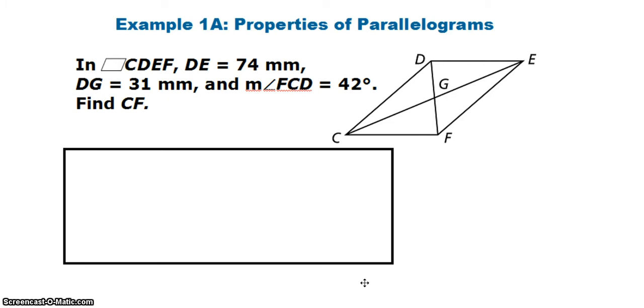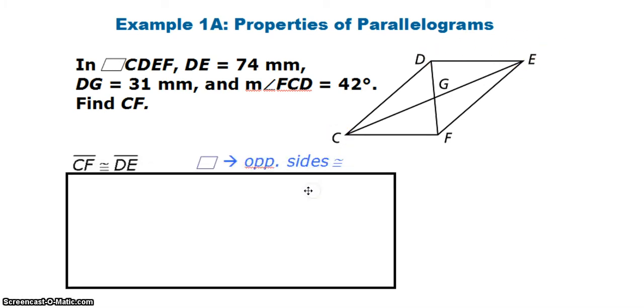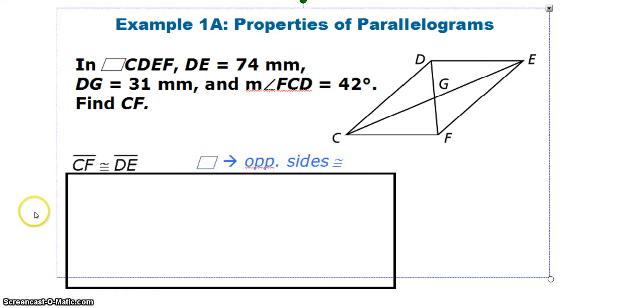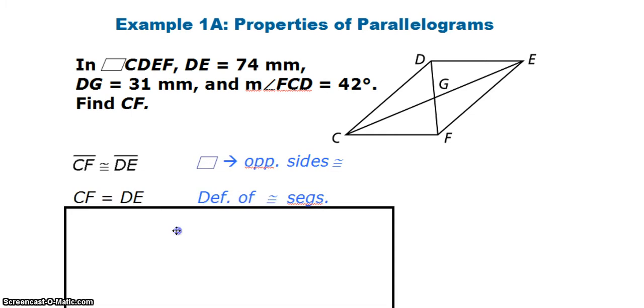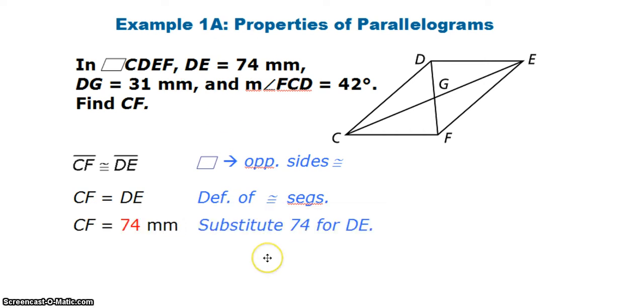Find CF. Pause and give it a try. For each of these, do that and come on back. Okay, we know that CF is congruent to DE, right? And that is from our parallelograms. If we have a parallelogram, then you have opposite sides that are congruent, right? So therefore we can say CF equals DE, definition of congruent segments, and we simply substitute our known value for DE. So CF equals 74 millimeters, right?